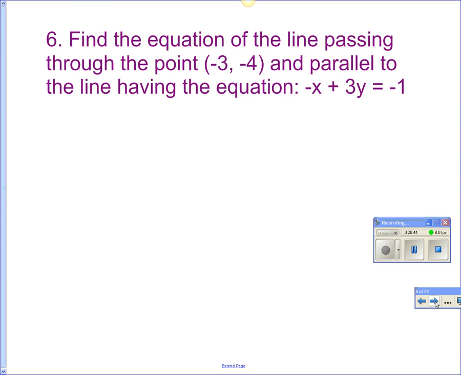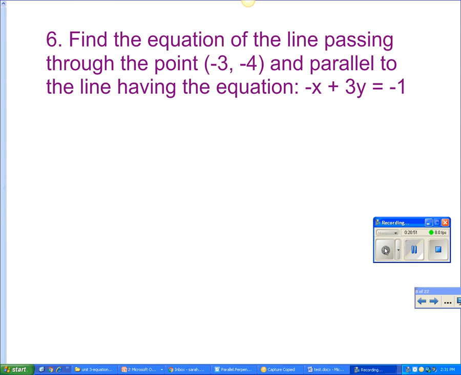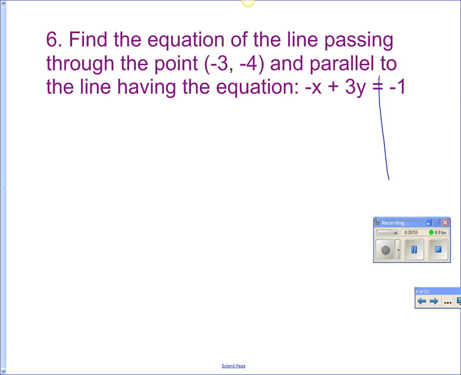All right, number 6. Try that one on your own. Okay, here we go. On this one, negative x, when you move over here, it's plus 1x. And you're dividing by 3. So your m is 1/3. Why does your m stay 1/3? Because it's parallel. Time's up. M is 1/3 because it's parallel.